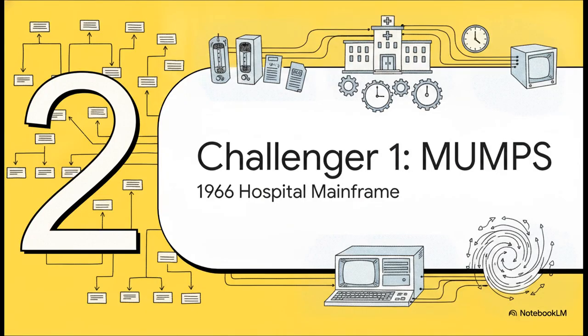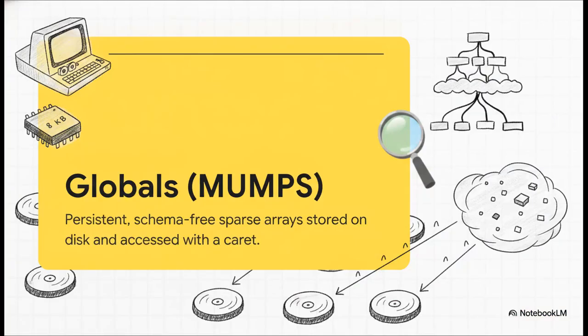Let's move to Section 2. Challenger 1, mumps. Step back in time with me to 1966 at Massachusetts General Hospital. Running on a tiny 8-kilobyte PDP-7 machine, mumps was absolute tech archaeology magic. I mean, it pioneered NoSQL concepts decades early by using what they called globals. These were persistent, schema-free, sparse arrays, meaning the system only took up disk space for the data that actually existed, rather than forcing everything into rigid, empty tables.